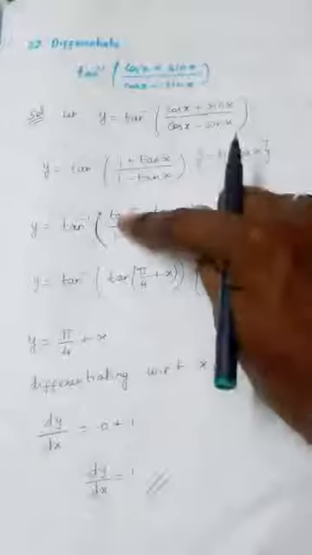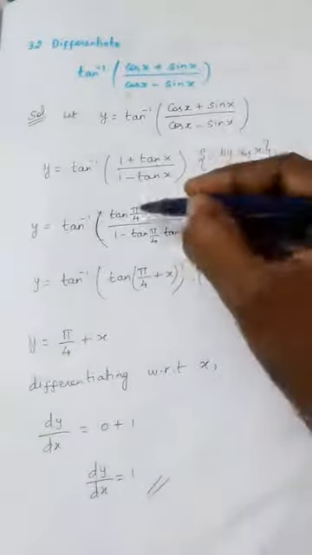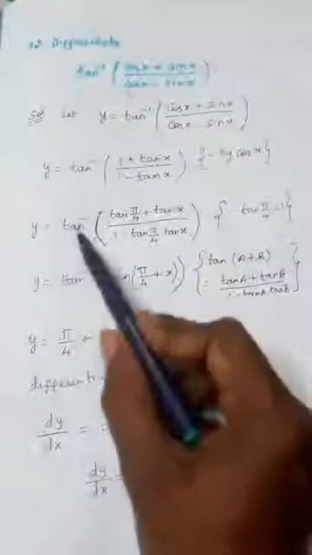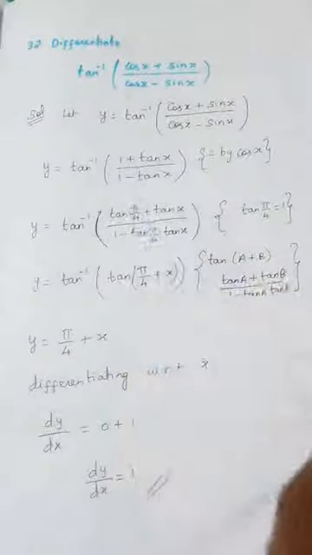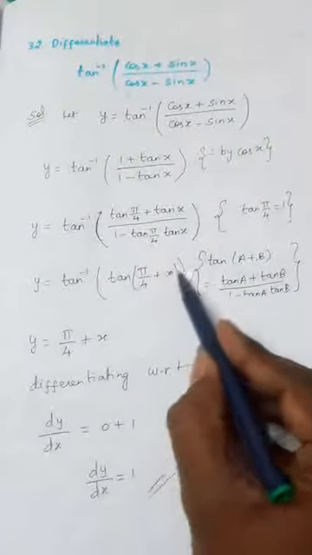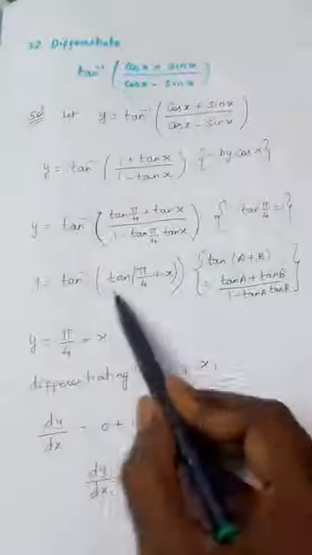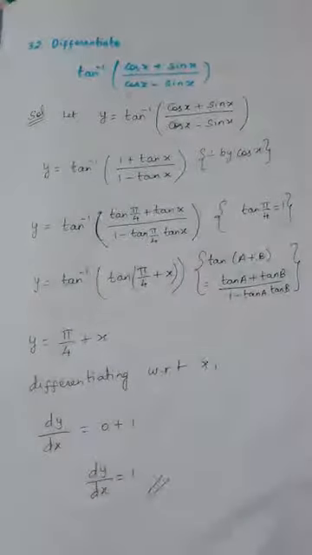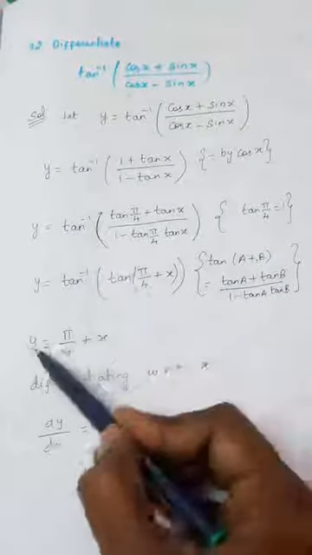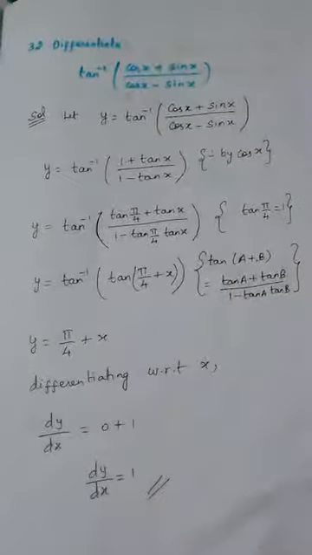So this entirely now can be replaced as tan a plus b. What is a? Pi by 4. What is b? x. So tan inverse of this entire thing using this formula can be written as tan a plus b, where a is pi by 4, b is x. Now tan inverse tan will get cancelled. y is equal to only pi by 4 plus x remains.